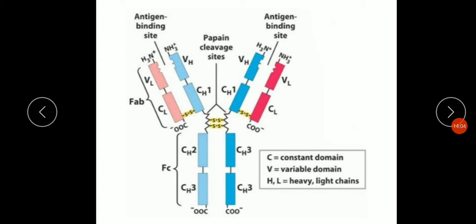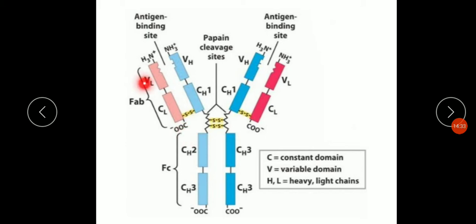Let me study here. So the constant region of the light chain, as I said, this is the light chain. The constant region of the light chain is known as CL. You can see here, it is written CL, and it is towards the carboxyl terminus. You can see here the carboxyl group is present. So the constant region of the light chain, called CL, is towards the carboxyl terminus.